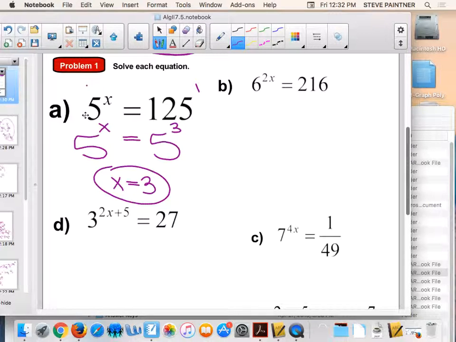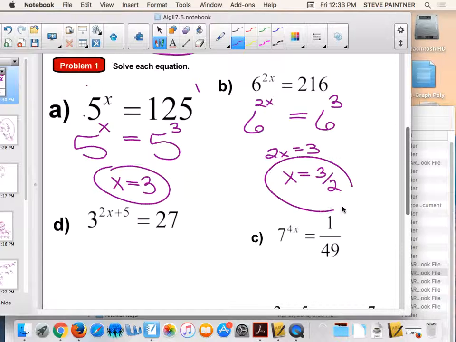Okay, now you have to change the bases. Either you make them both base 6 and base 6, or base 216 and base 216. You do not want to make them 216. That would be way too tough. So 6 to the 2x equals, can you change 216 to base 6? 6 to the what? Yeah, 6 to the first is 6. 6 squared is 36. 6 cubed is 216. Once you get the bases the same, set the exponents equal to each other. Answer? 3/2, right?